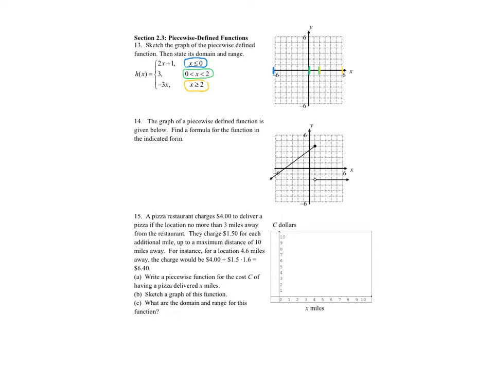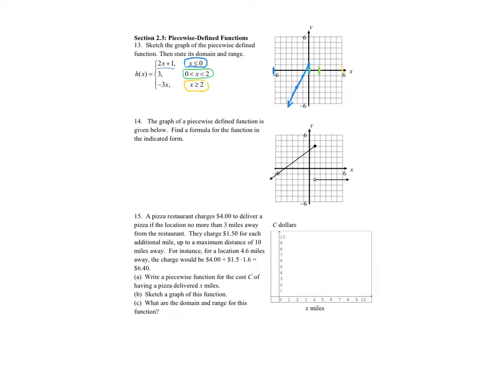So this first one is just a linear function, 2x plus 1. And so the y-intercept is 1 there. And then the slope is 2. So if I plug in, say, -1, I'll get 2 times -1 plus 1, which would be this point here. And I can keep going back with a slope of 2. So that part of the function looks like that.